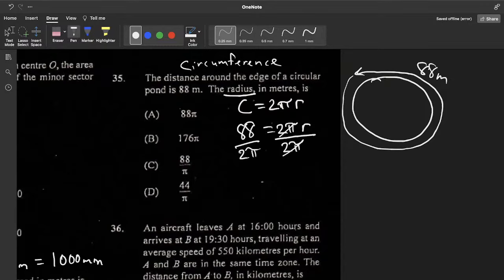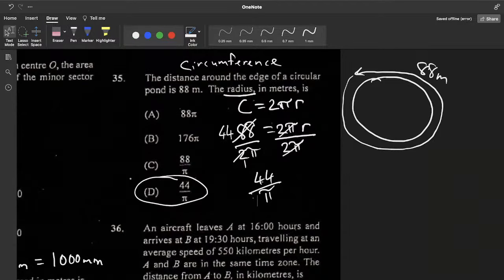Now, we don't have that here. So what we have to do is try to simplify again now. So 2 could go into itself once, and 2 could go into 8 to 8 4 times. Therefore, our radius is 44 over pi. Therefore, this is our answer.